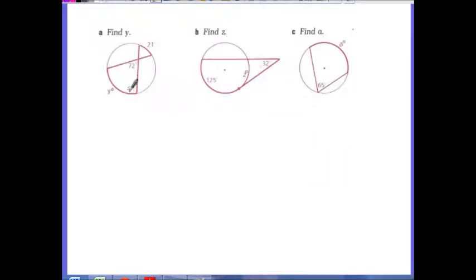Here we go. We have 3 more that we're going to find, only now we're going to be doing something slightly different. Instead of finding the measure of an angle, we're going to be finding the measure of an arc. So press pause and let's see what you can do.